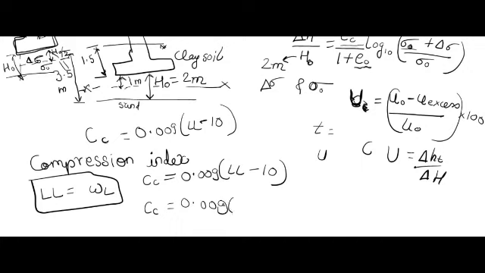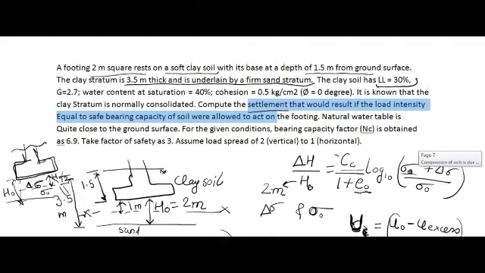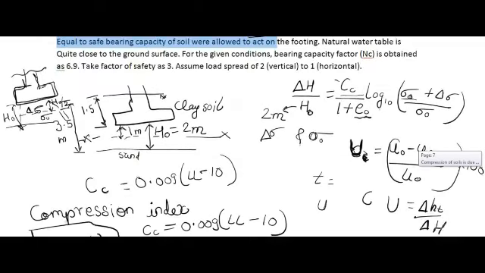The liquid limit given in the problem is 30%, so 30 minus 10 comes out to be 20, and the compression index comes out to be 0.18. Okay, so now we have found out only one thing.